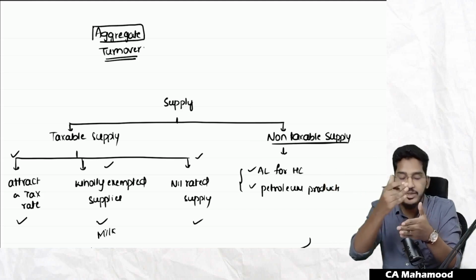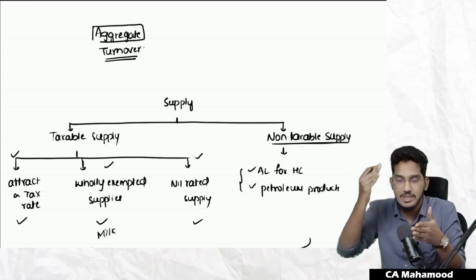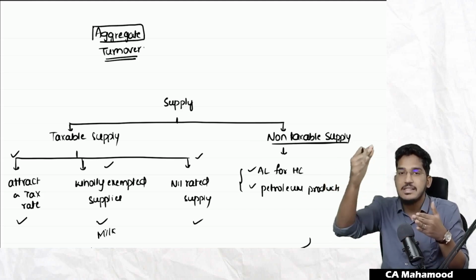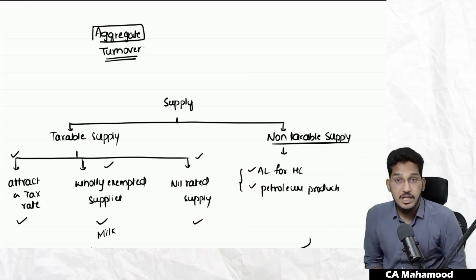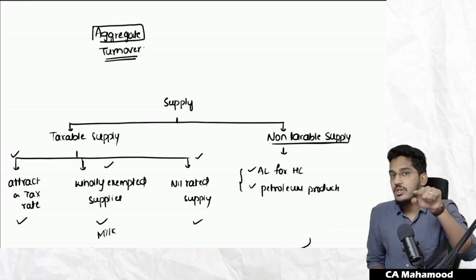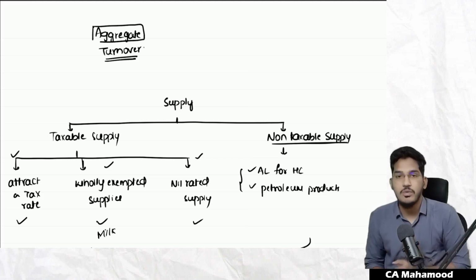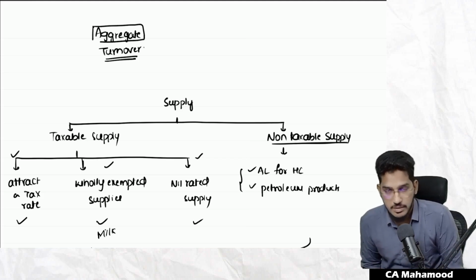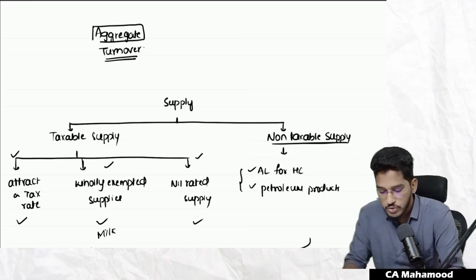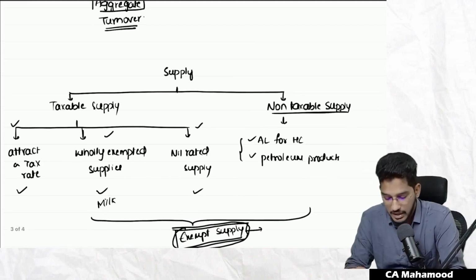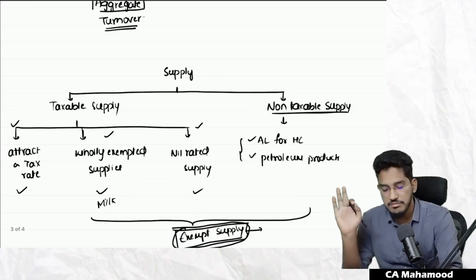Then you have to check whether that aggregate turnover is within the limit of 20 lakhs or has exceeded the limit of 20 lakhs. If it exceeded the limit of 20 lakhs, then you are required to take the registration. If it did not exceed 20 lakhs, then you are not required to take the registration. Able to understand, everybody? There are a few more points we need to pay attention to regarding this aggregate turnover. Guys, everybody comfortable till here?